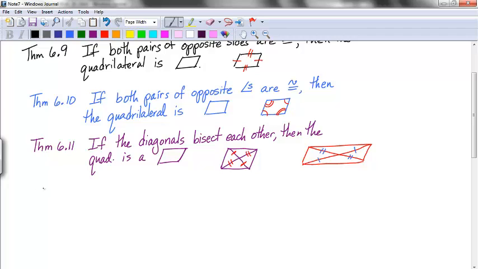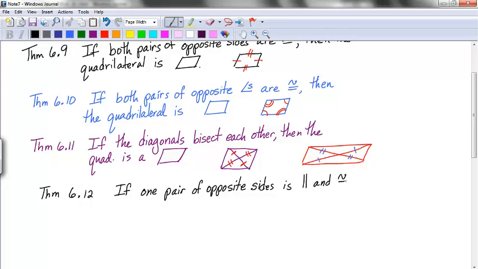Okay. Last one. Theorem 6.12. If one pair of opposite sides is parallel, you can use the symbol for parallel, and congruent. And that's an and statement. So both parts have to be true. Then the quadrilateral is a parallelogram.